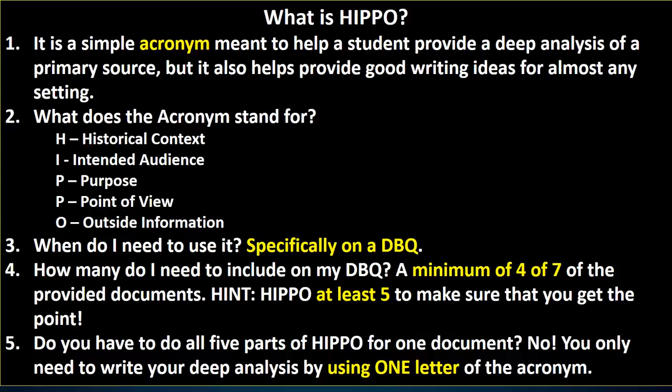When do you use this? This is specifically on a document-based question. You need to do this for 4 of the 7 documents that you'll get on a DBQ. I like to urge my students to HIPPO at least 5 of the documents, just to make sure that you get the point for that. What happens if you only HIPPO 3 of the 7 documents? Well, then you will lose that 1 point. You just want to have the insurance that you get the credit for that. Do you have to do all 5 parts of HIPPO for one particular document? No, you only need to pick 1 letter for 1 document. You only need to write your deep analysis by using 1 letter of HIPPO.